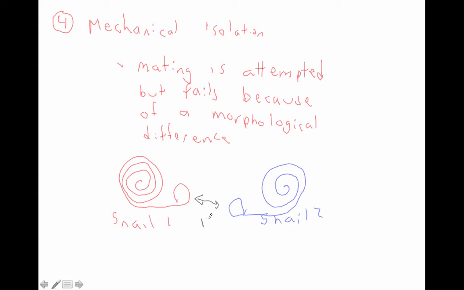And so this, of course, is very sad. These two may have been the same species, but over time, because they could not mate with each other, they become reproductively isolated and now can become different species. Okay, this last one is called gametic isolation. And this is when mating occurs.